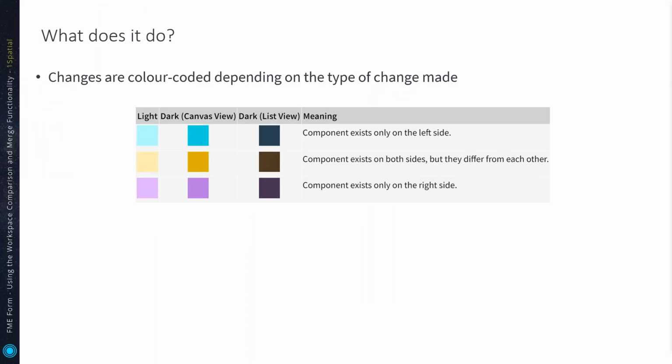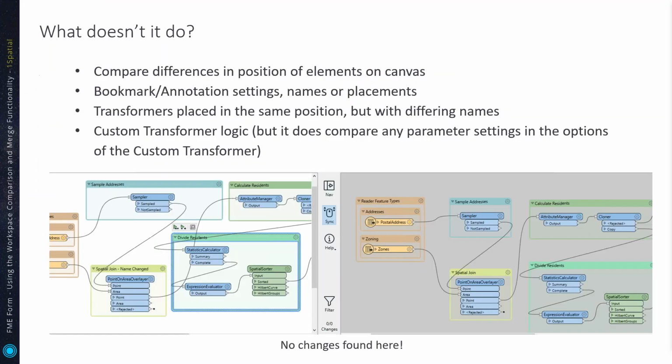So we've looked at what it does compare. What doesn't it show? One of the major things that the compare tool doesn't show is positioning. So if you move a transformer, or even maybe if you add a node in your connection path, these will not show as a difference, because it's all about whether or not the workspace will still perform the same at runtime. Again, that same logic applies to bookmarks and annotations. These are not compared, and they will not be highlighted as differences, again, because it's not affecting the behavior at runtime of the workspace.